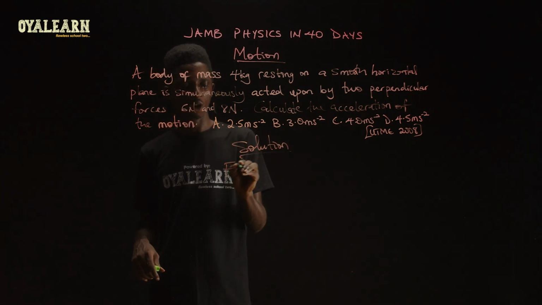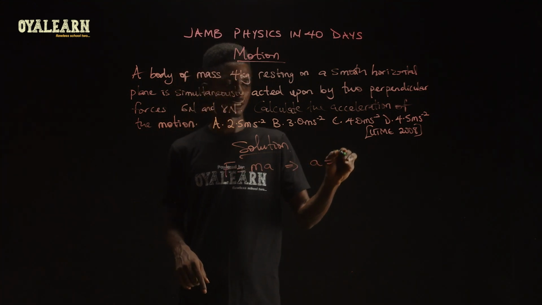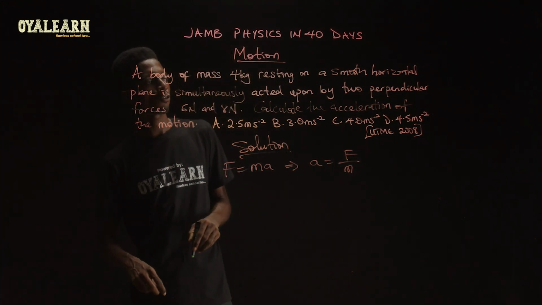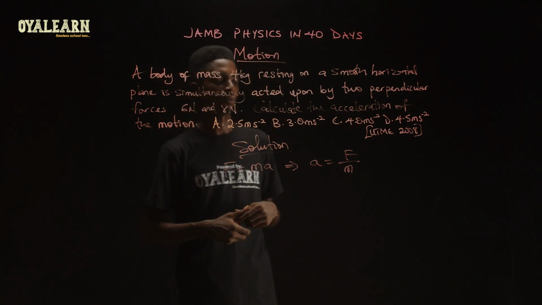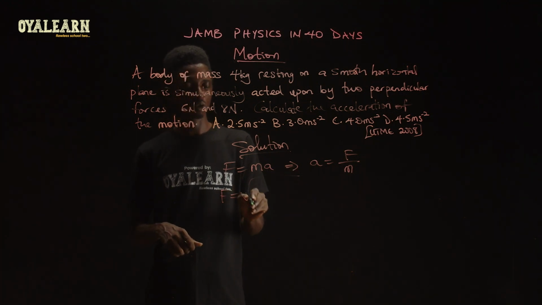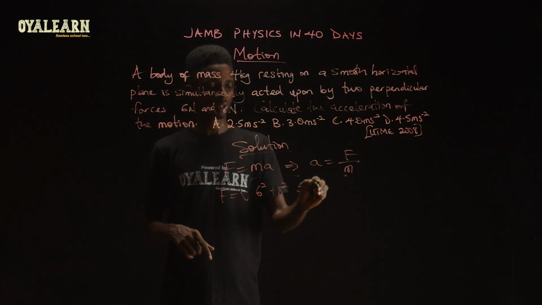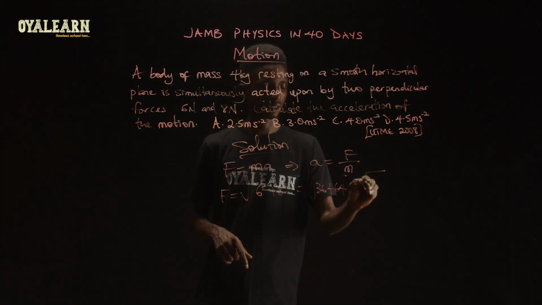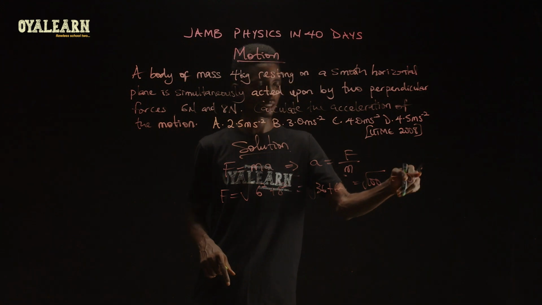Now, force equals mass times acceleration, which implies that acceleration is force over mass. However, in this case, the force here would be the resultant of the two forces acting simultaneously. So let's find F. F becomes the square root of 6 squared plus 8 squared. This will give us 36 plus 64, that is 100. So our resultant force is 10 newtons.